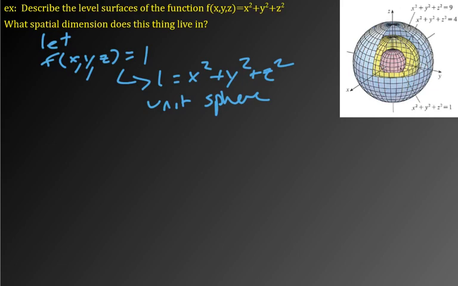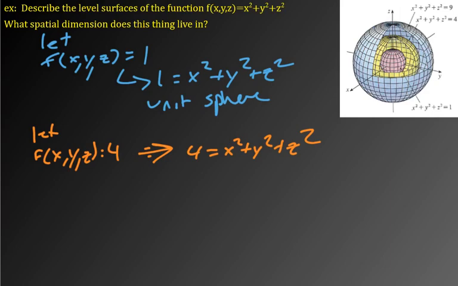There's not much else to say about that. If you let f of x, y, z equal, let's say, 4, then you get 4 equals x squared plus y squared plus z squared. And you would get just this yellow one. The hole is here just purely to show you what the thing inside is, but you would basically be fully encapsulating the red, pink kind of colored sphere with that yellow one.